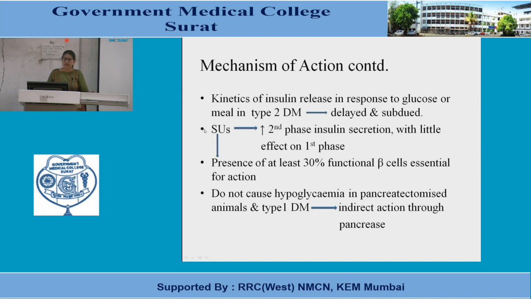So when you are using sulfonylureas, what happens? There are two phases of release of the insulin, the first phase and the second phase. The first phase is immediate and the second phase is a little delayed. So there is an increase in the second phase of insulin secretion under the use of sulfonylureas. They have very little effect on the first phase. And for the sulfonylurea to act, at least the presence of 30% functional beta cells is essential. If there is no functional beta cell, then sulfonylurea will not be able to act.